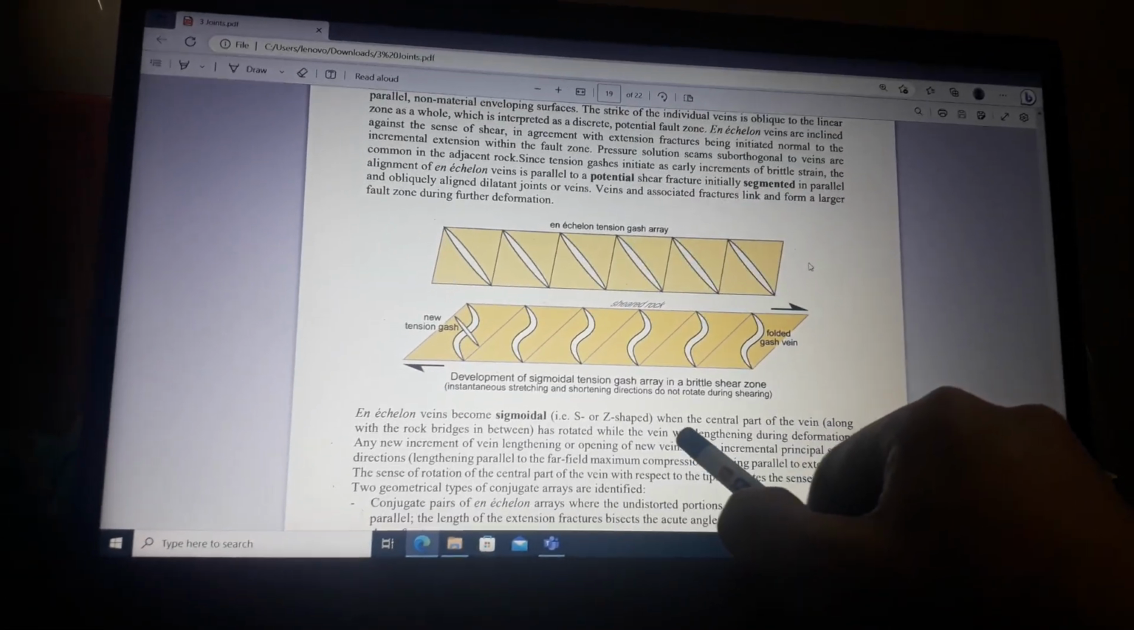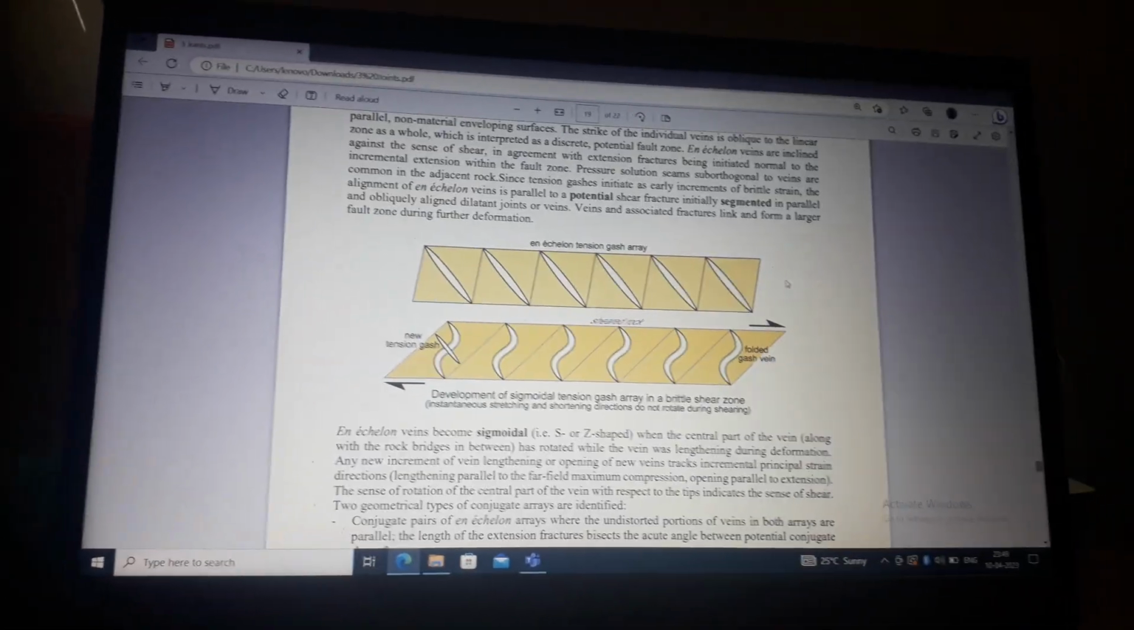En echelon veins become sigmoidal, that is S or Z shaped, when the central part of the vein along with the rock bridges in between has rotated while the vein has been lengthening during deformation.